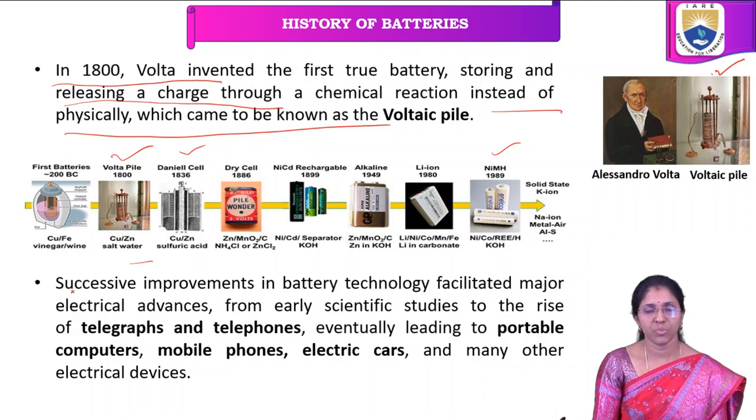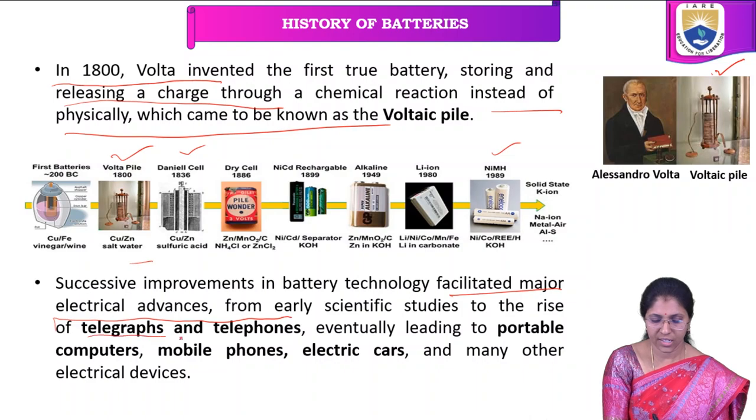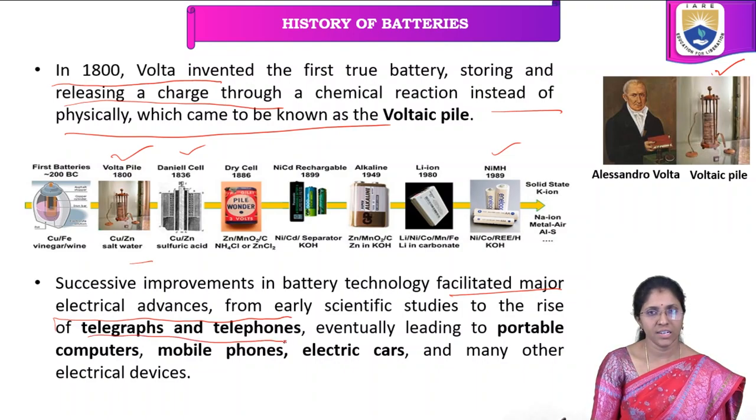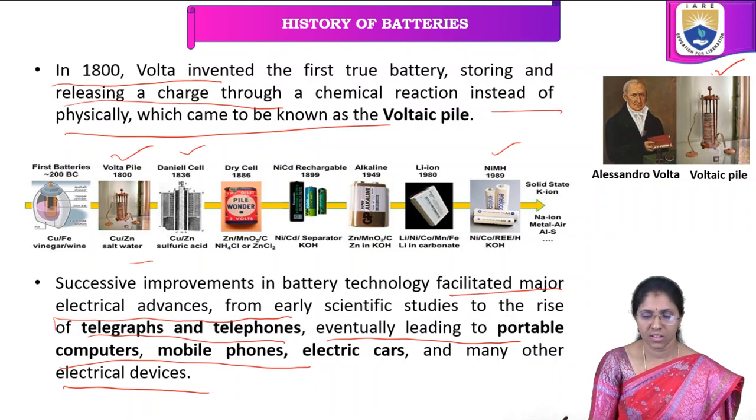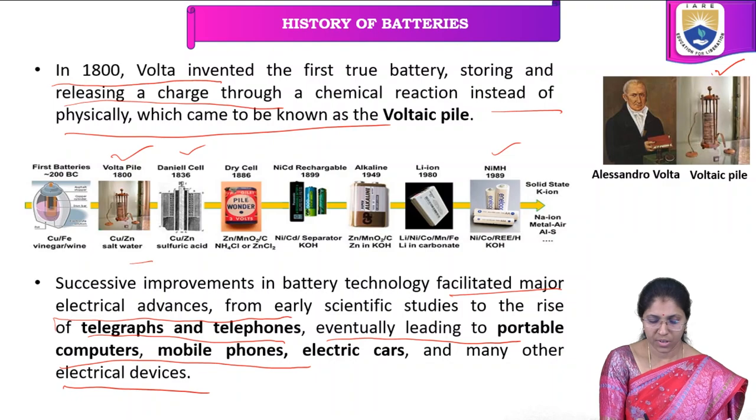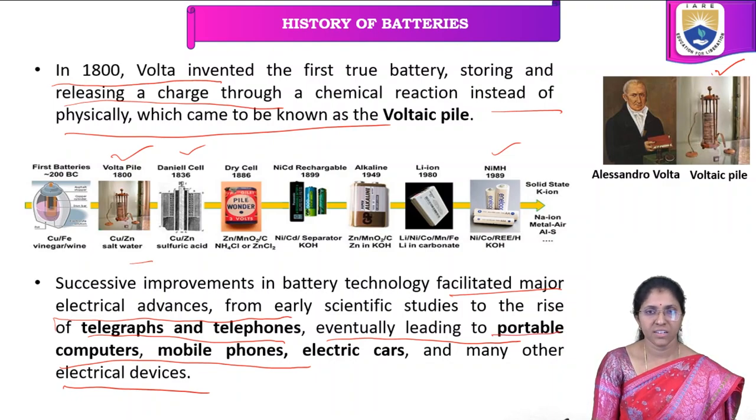After successive improvements in battery technology, major electrical advances were facilitated, from early scientific studies to the rise of telegraphs and telephones, eventually leading to portable computers, mobile phones, electric cars, and many other electrical devices. Batteries have improved and are used in portable computers, mobile phones, electric cars, etc.